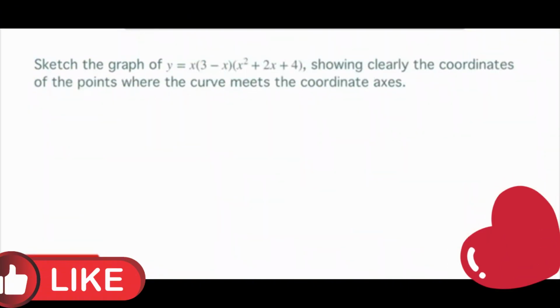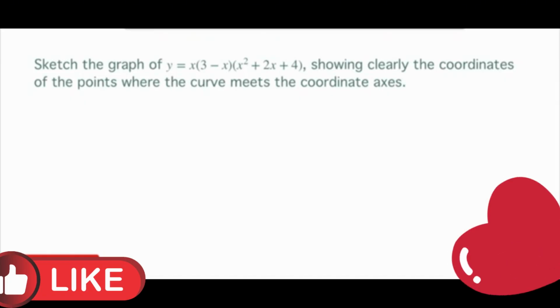Okay, so this question says sketch the graph of y equals, and then we have our equation there showing clearly the coordinates of the points where the curve meets the coordinate axes. Now if you look at the equation that we've been given, you can see that if we were to expand that out, our highest power would be a power of 4. So this is going to be a quartic graph.